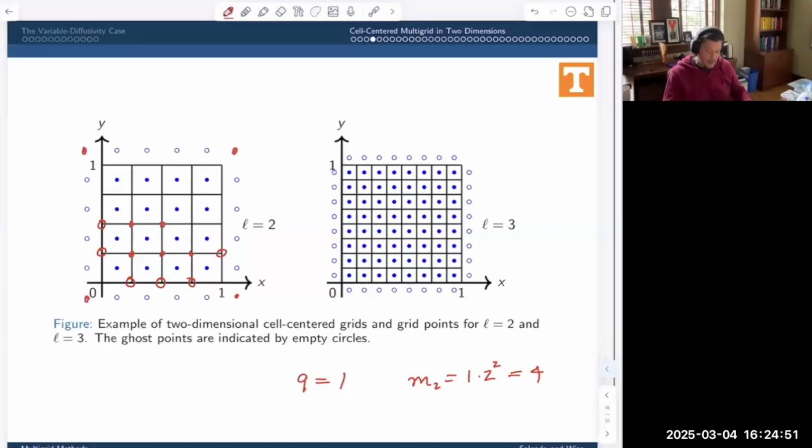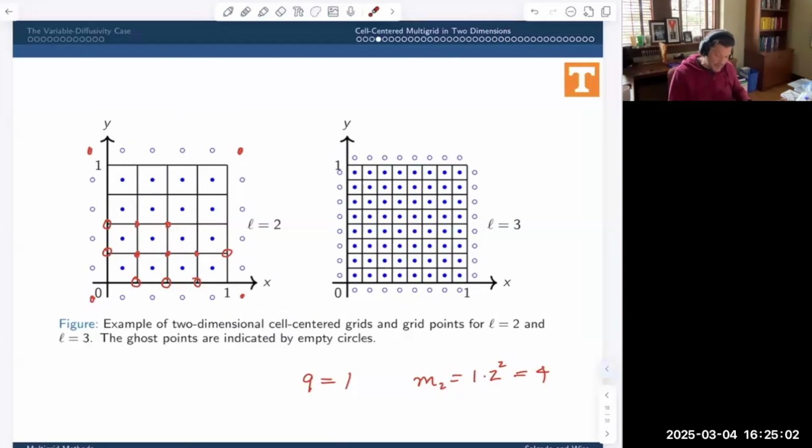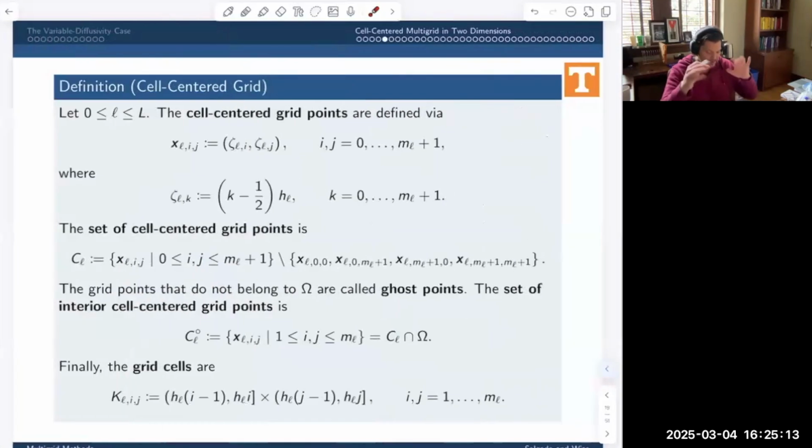But for now, when I define these points, I'm including them in the definition by saying, well, I'm allowing i and j to both simultaneously be 0. And if i and j are simultaneously 0, then that's that point right there. If i and j are simultaneously ml plus 1, then that's that point, for example. Okay, but that's generically how I define these things called the cell-centered grid points.